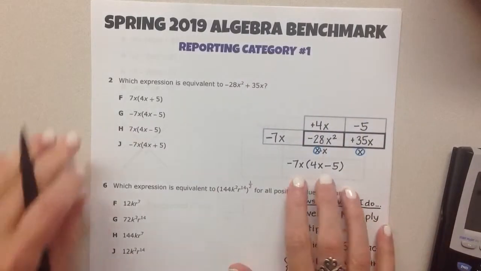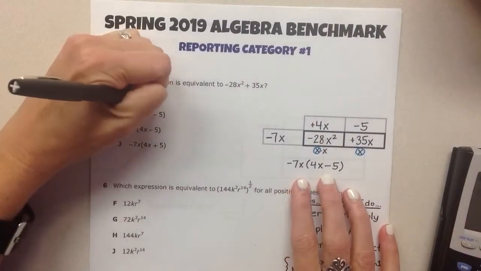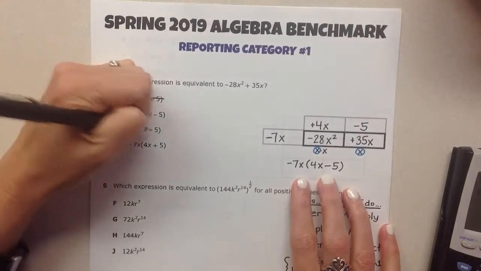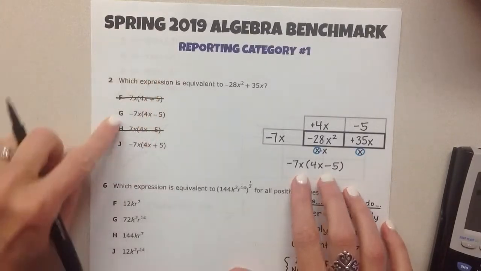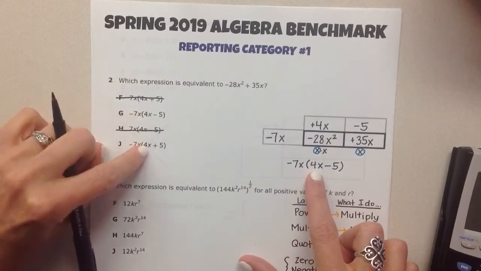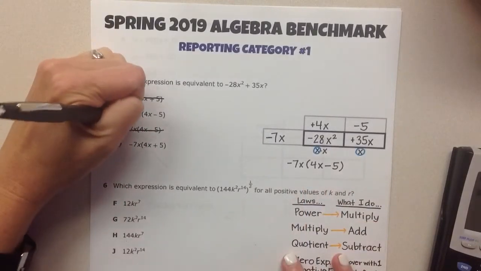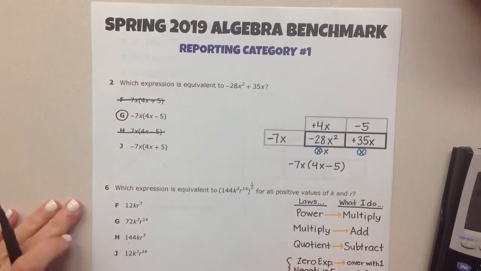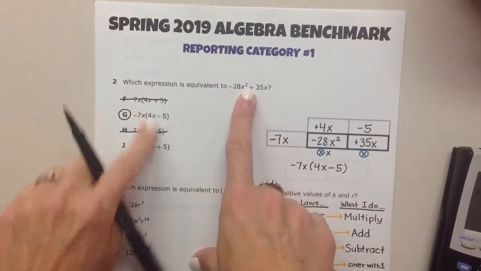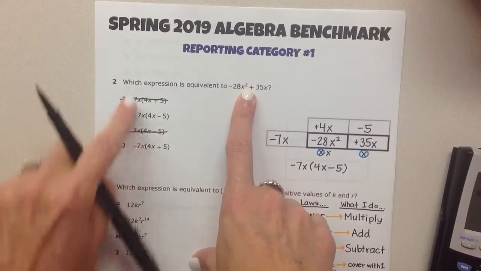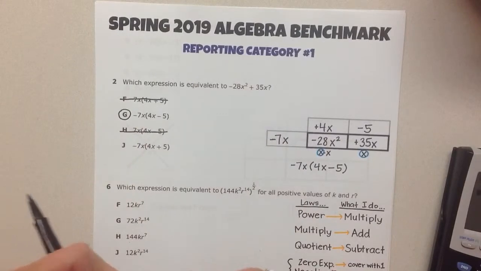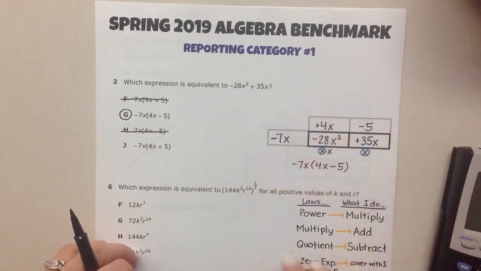And so now I'm looking for this answer in my answer choices. Well, I know it can't be F because that doesn't have a negative 7x, and neither does H. And now I'm looking for 4x minus 5, and the only answer that has that is G. So remember, when they're asking which expression is equivalent and you see parentheses and a term in front connected with multiplication, you need to think GCF, they're factoring.